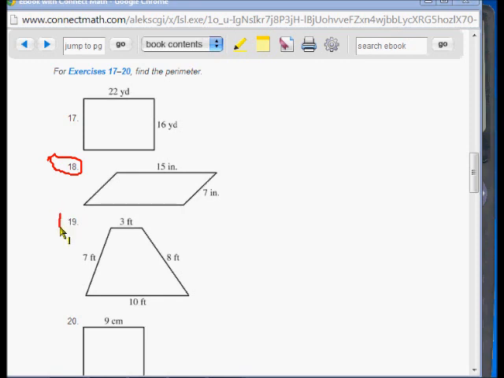And let's look at 19 to give even a simpler view of this. They give you all the sides: 3, 8, 10, and 7. Piece of cake. You add 10 plus 8 plus 3 plus 7, and you've got the answer.